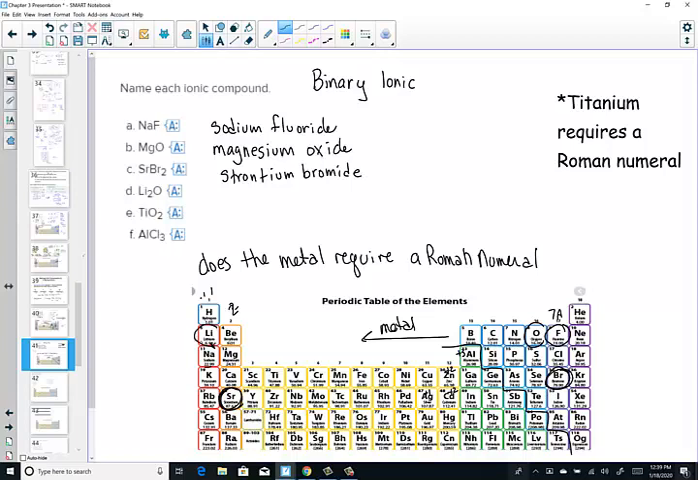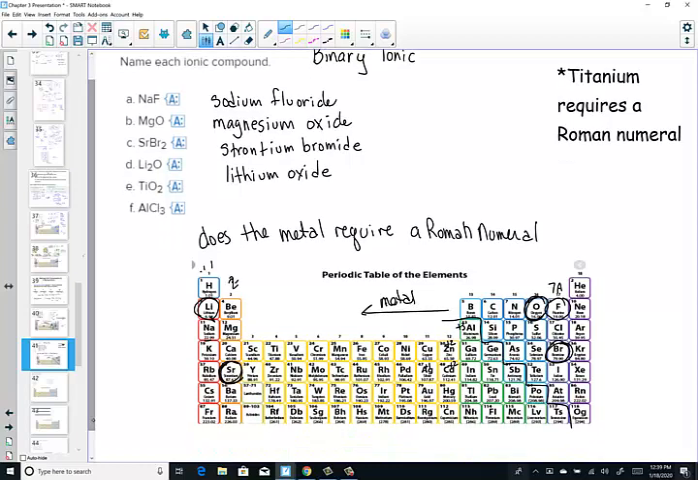Elemental symbol Li stands for lithium. Lithium is in a fixed column of +1, no Roman numeral. The elemental symbol O is oxygen. Changing its ending to -ide, we get lithium oxide.